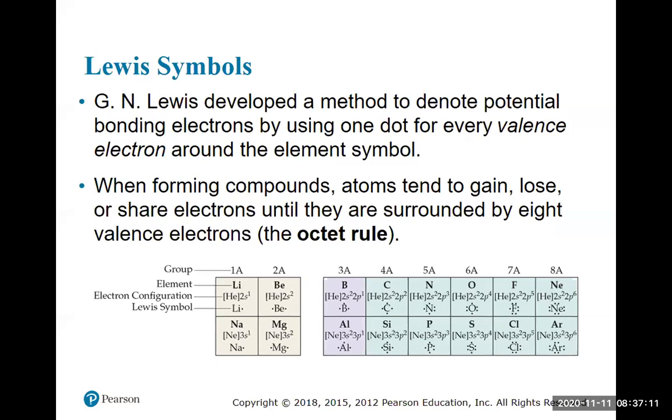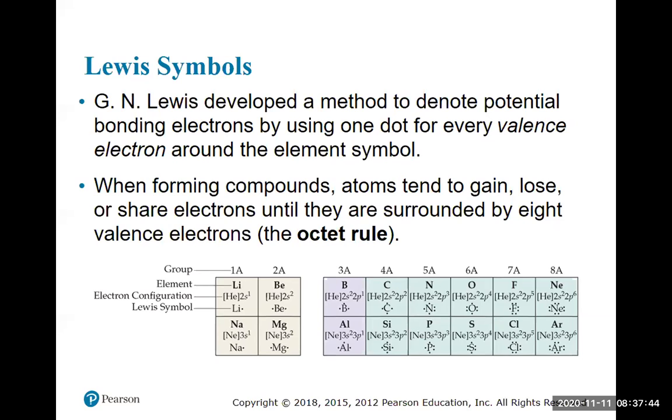So Lewis developed a way to demonstrate how the bonding occurs through the potential bonding electrons using a dot structure, or a Lewis structure, as it's called. So what you do is you use these little dots. And like I said, we saw those dot structures, those Lewis structures, in the last lab. We use a dot to represent a valence electron around each of the elements.